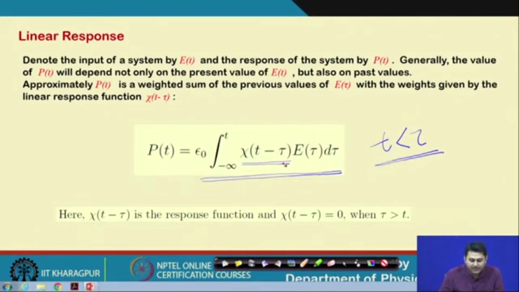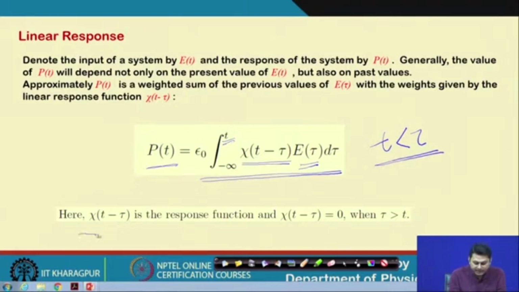So, what do we understand here? P(t) is a response, E(t) is a cause, E(tau) is a cause, and I want to find out, because of the launching of the electric field at time tau, what is the polarization at the present time t. If I want to find out, it will be the total effect, that is why I need to integrate it over minus infinity to t. Mind it, t is the upper limit because I can't go over t.